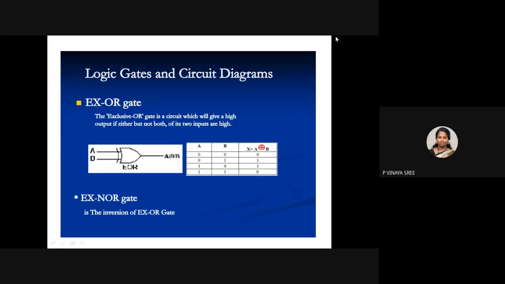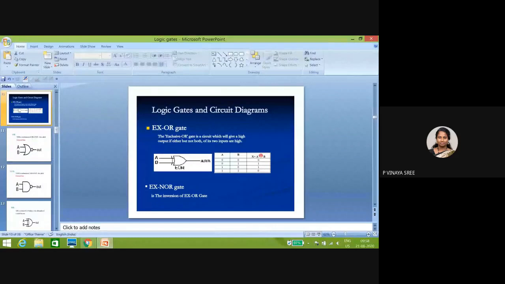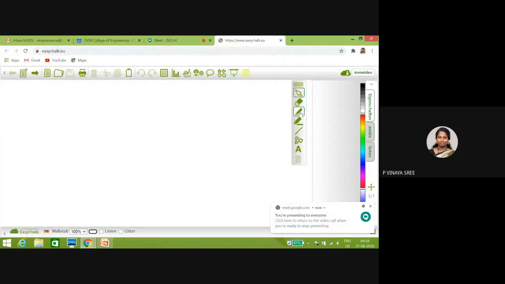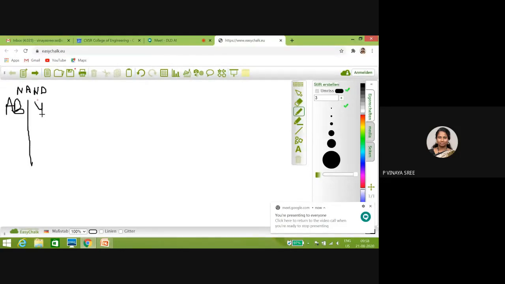Okay. So let's start with NAND. First I want to write the truth table of NAND. Whenever I'm writing, try to give the output. Can anyone tell me AB is what, Y is what? AB is input, Y is output. Yes, AB is input, and Y is output.